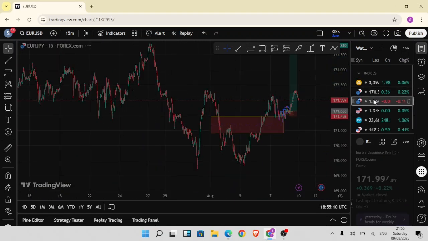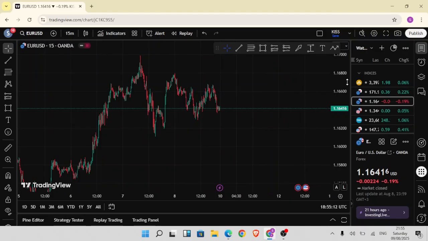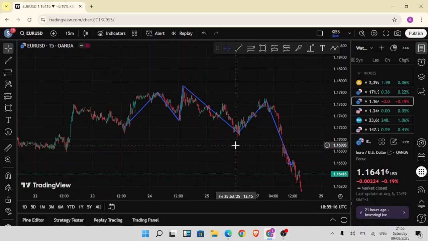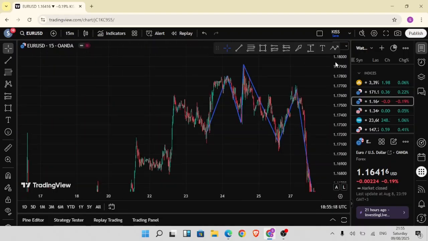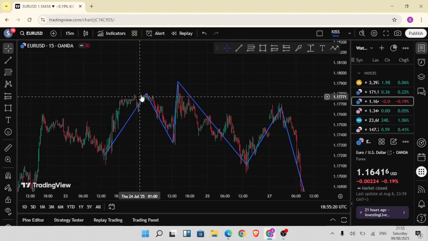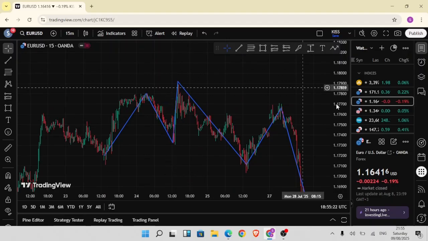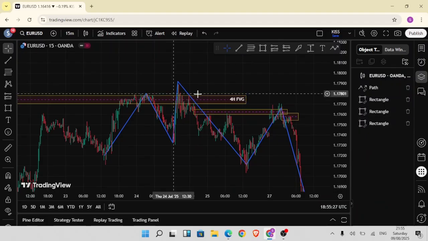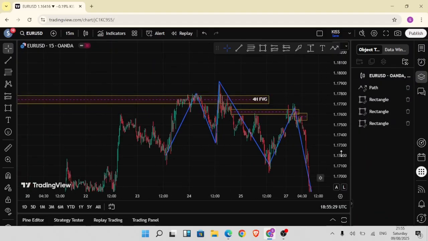Do we have, let me look at Euro USD. I think we had something on Euro USD, live examples. These are live examples, by the way. So we have the shoulder, a head, and a shoulder. Is it reacting off a key area? Yes, it is. We have this 4-hour fair value gap right here.